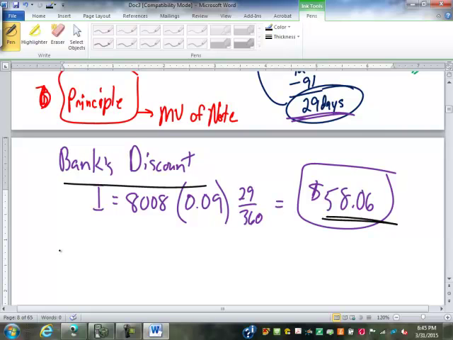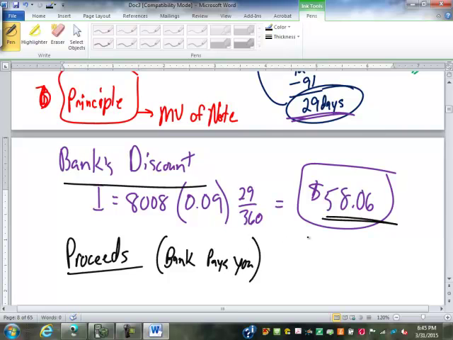So the next thing is your proceeds. The proceeds is what the bank pays you. So what you just did is you sold your rights to collect this note to the bank. Or the more accurate way of thinking it is you took out a loan, a discount loan, based on this note. You sign over the rights to the bank. The bank will collect this from Debbie directly.